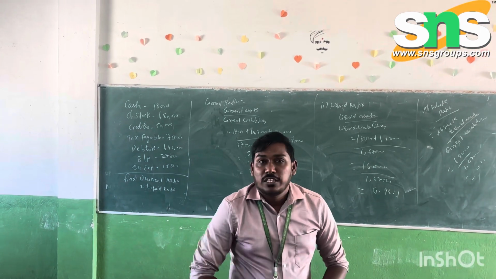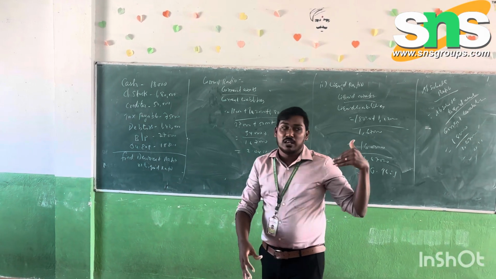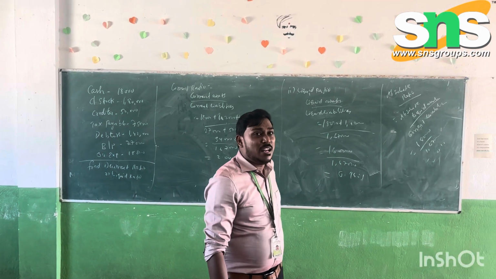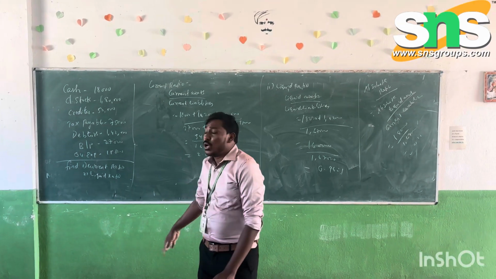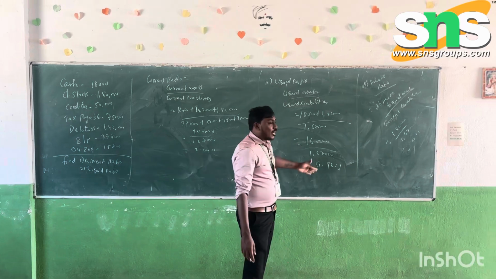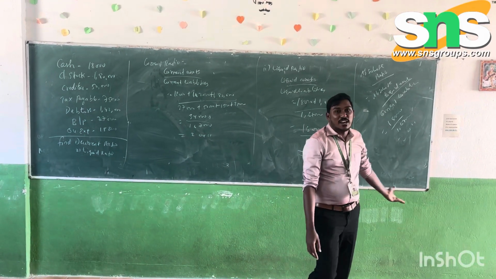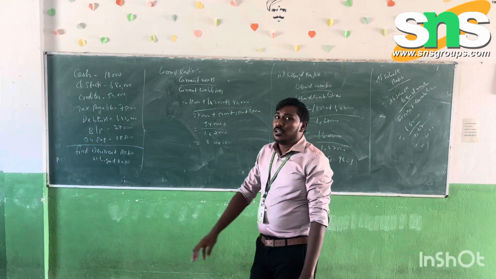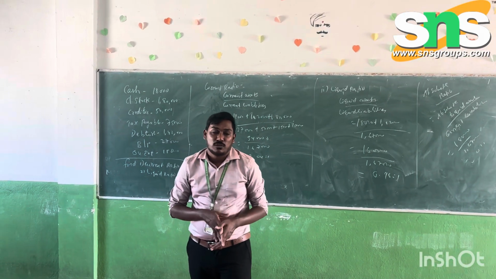So this should be the ratio. The answer for the current ratio is 2.4, the second one, the liquid ratio, is 0.96, and the last one is 0.1. So this should be the final answer for these questions. Thank you.